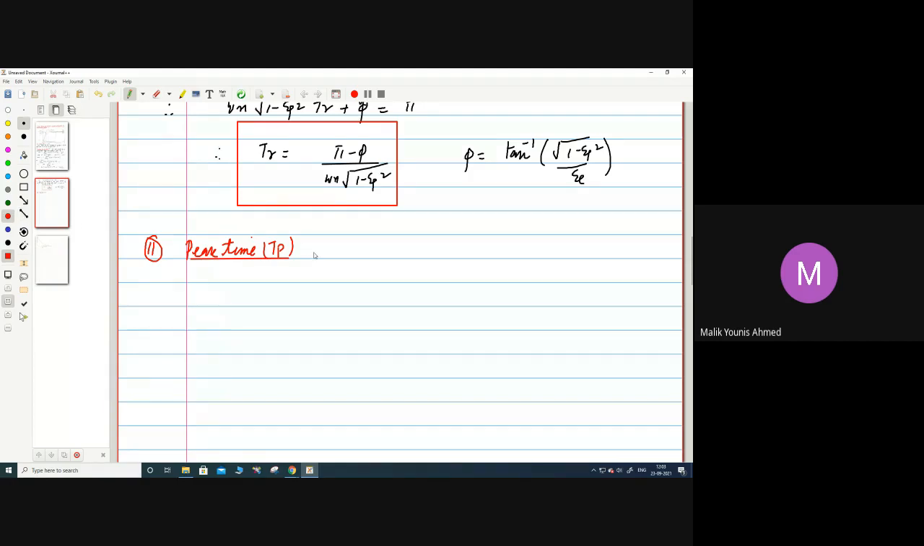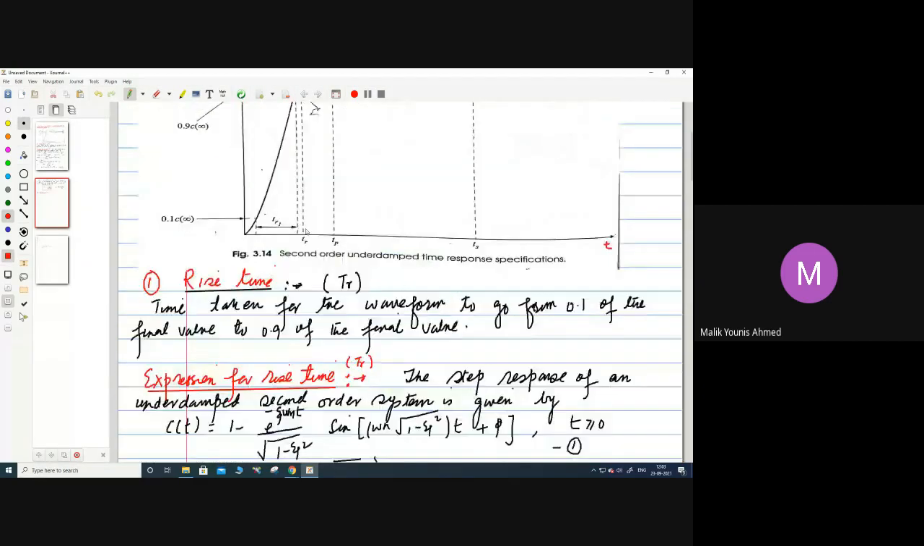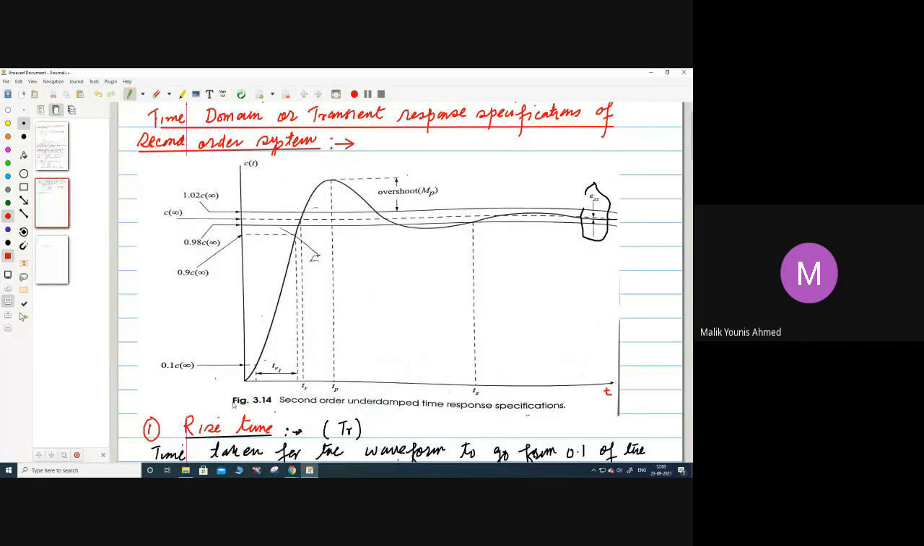So what basically is the peak time? The peak time is the time that will be required by this response, that is C of t, to reach the maximum or the peak value at first instant, at first time. That means at first instant we have to see. Somewhere we have to go to the peak value like this, and we will see what is the peak value. This is the peak value.